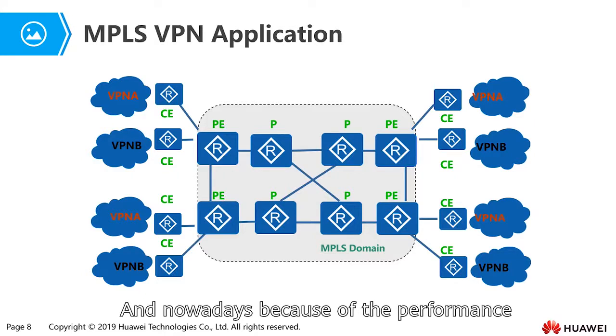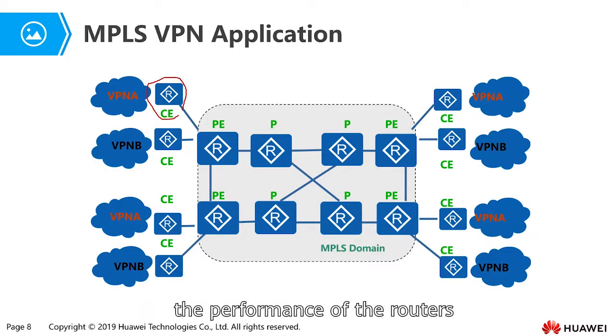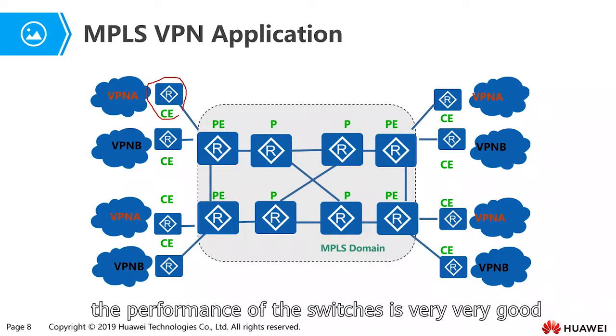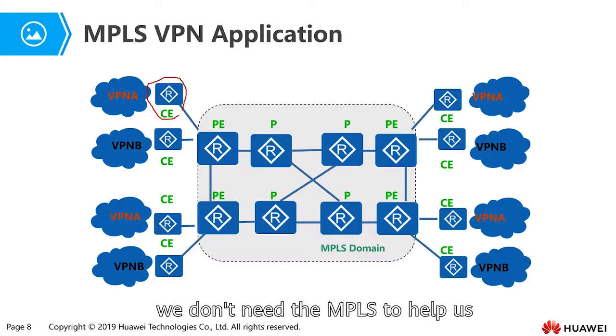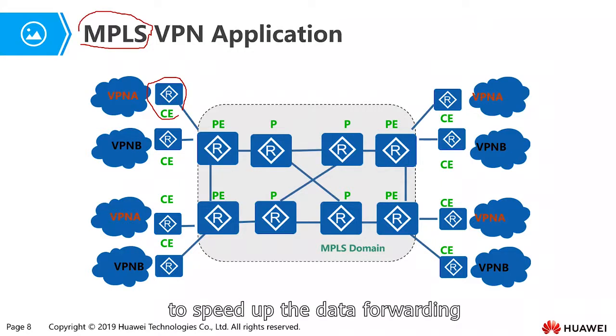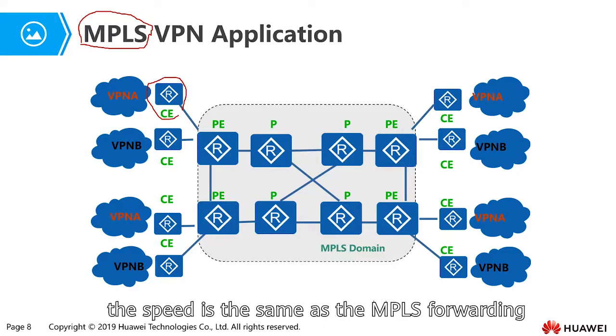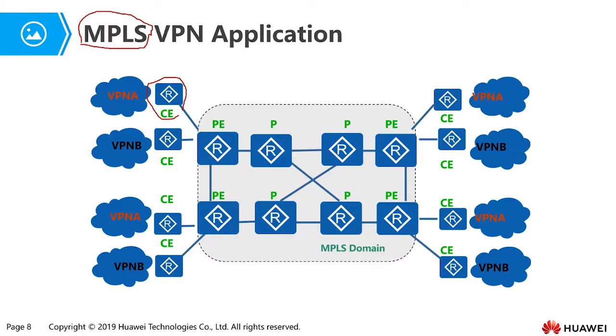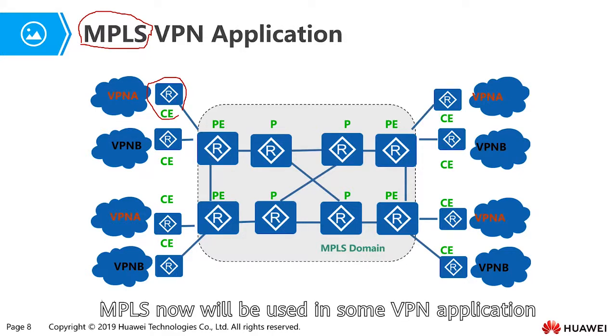And nowadays, because the performance of our equipment, the routers and the switches, is very, very good, we don't need MPLS to help us speed up data forwarding. Even if we use IP forwarding, the speed is the same as MPLS forwarding. So MPLS now will be used in some VPN applications.